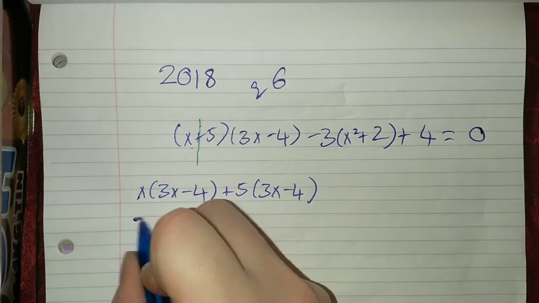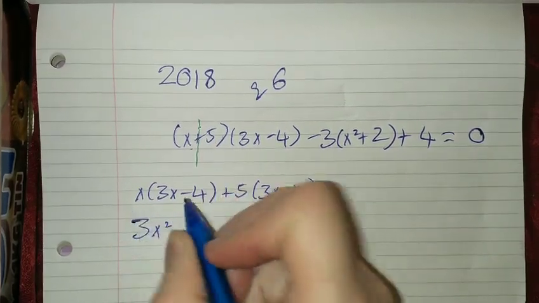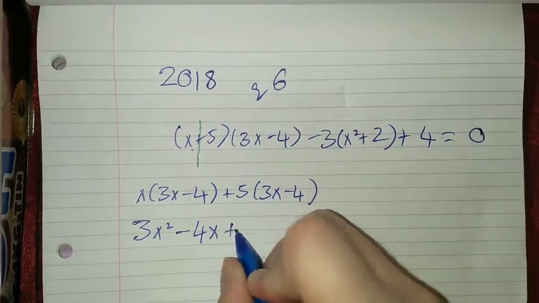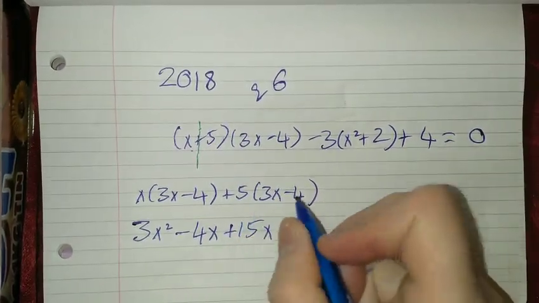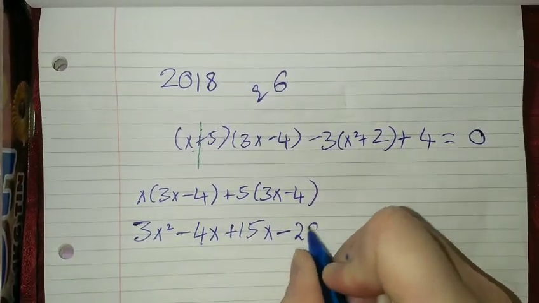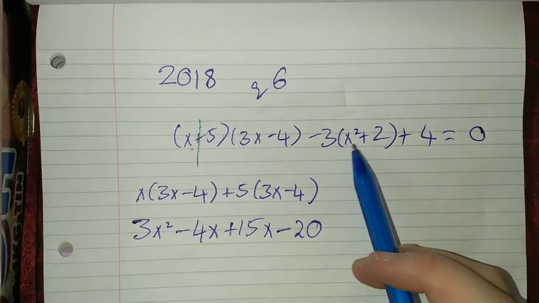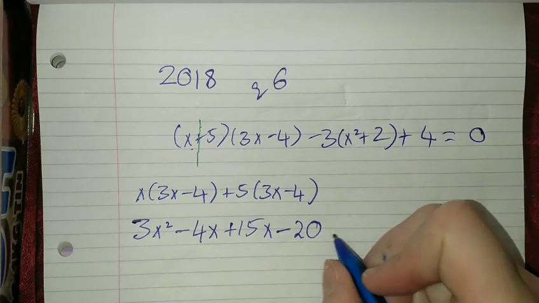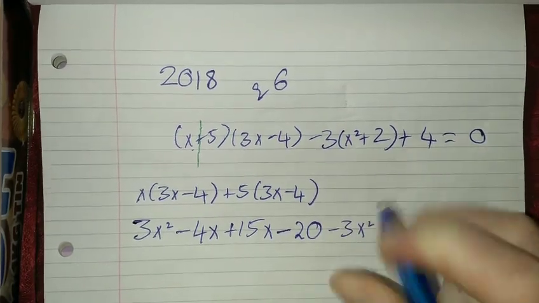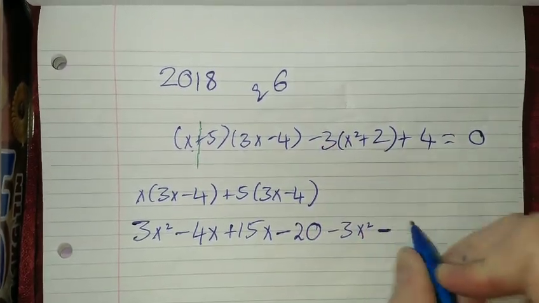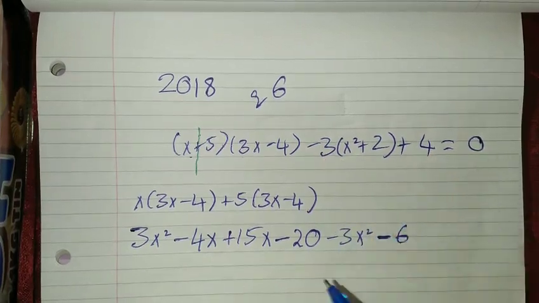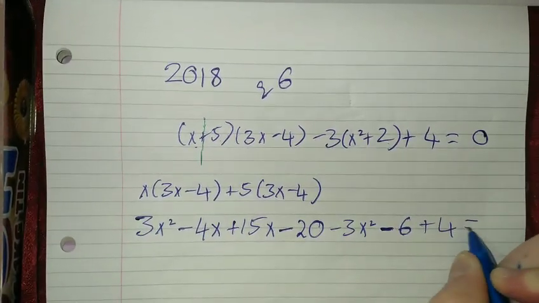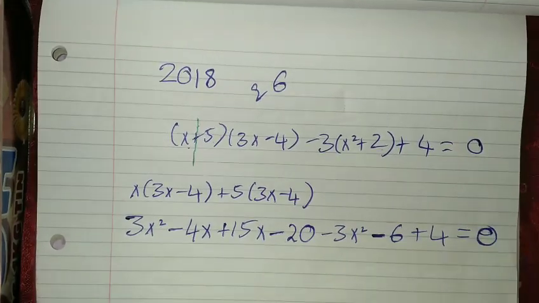So x by 3x gives me 3x squared, x by minus 4 gives me minus 4x, 5 by 3x gives me 15x, and 5 by minus 4 gives me minus 20. And then I'll multiply out this bit, so minus 3 by x squared gives me minus 3x squared, minus 3 by 2 gives me minus 6, and then that's for that bracket, and then I just have a plus 4 at the end. So that's equal to 0.